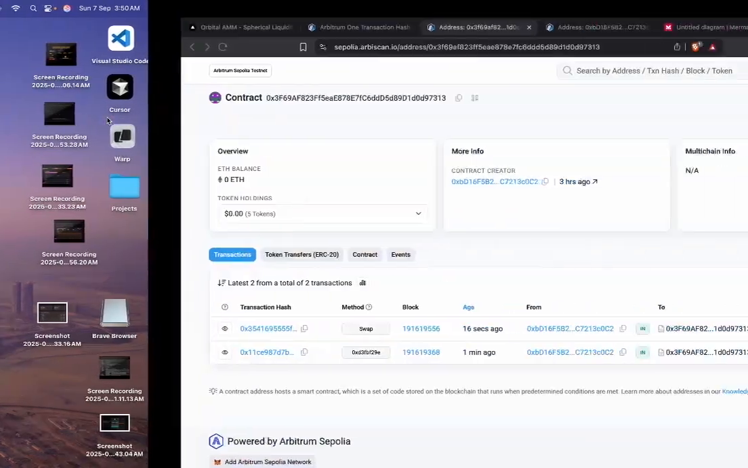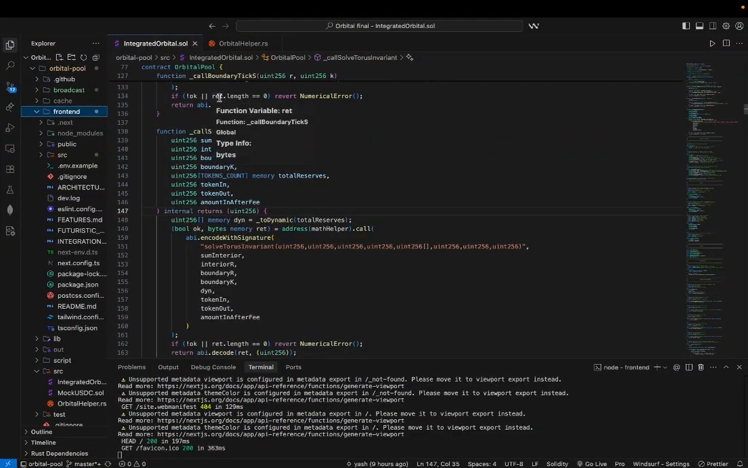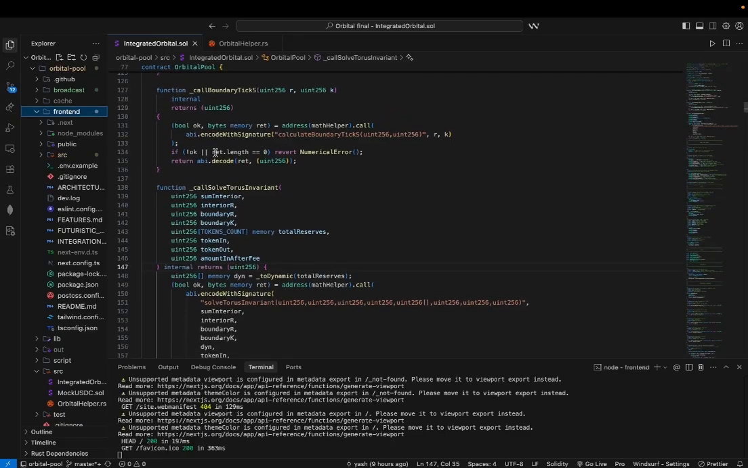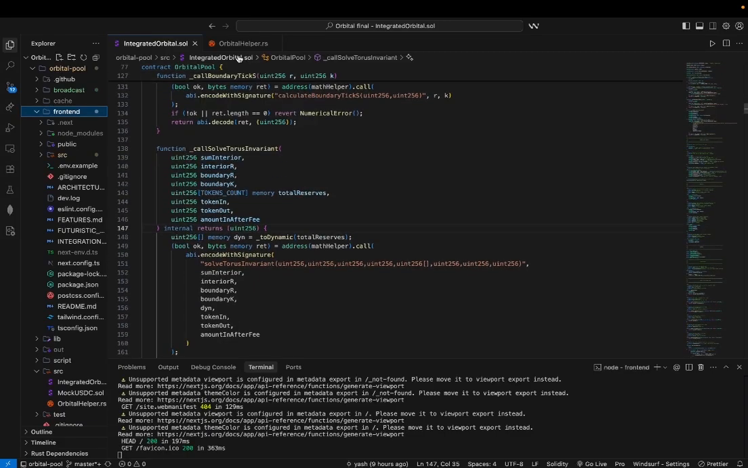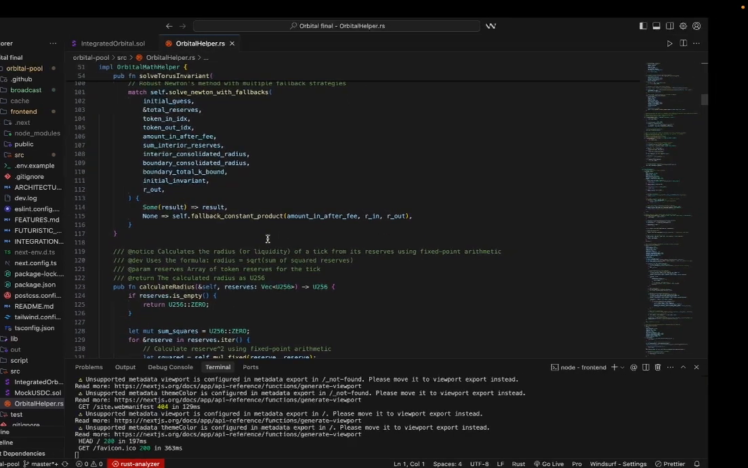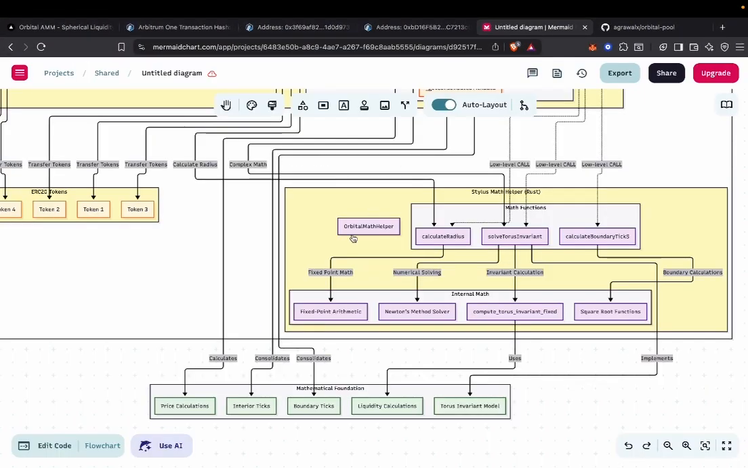So let's see how exactly this is possible. We have 2 contracts, the Solidity contract and the Stylus contract. The Stylus contract handles all of the computation, the mathematics part for generating the output value. We use the Solidity contract for state management and the Rust contract for the computation because it offers lower gas fees, better computation, and better efficiency. We can see that we're calling solve torus invariant, which is being handled by the orbital helper.rs. So let's see how all of this math is actually working.